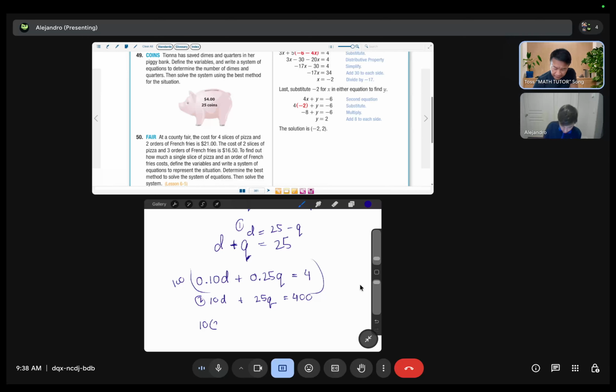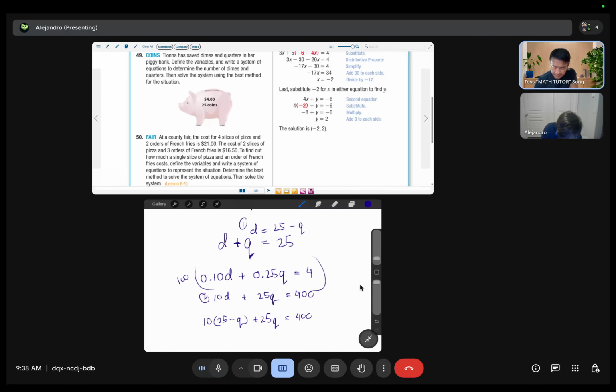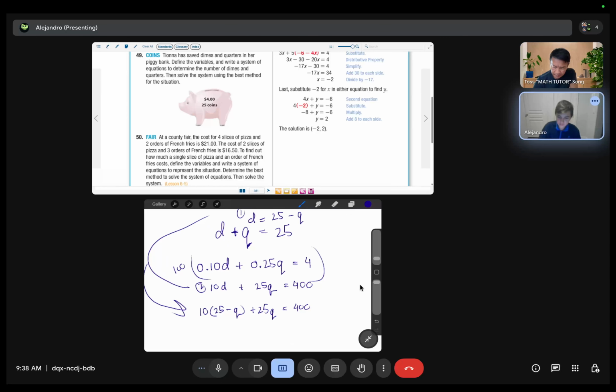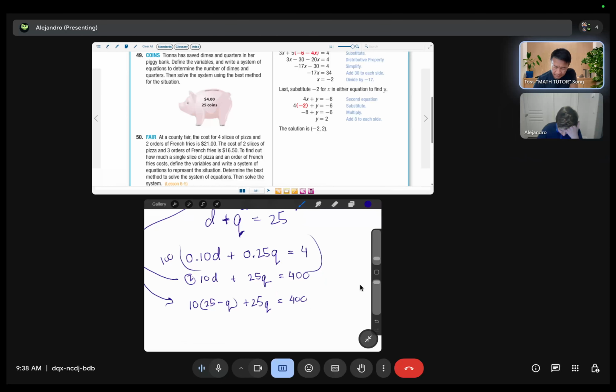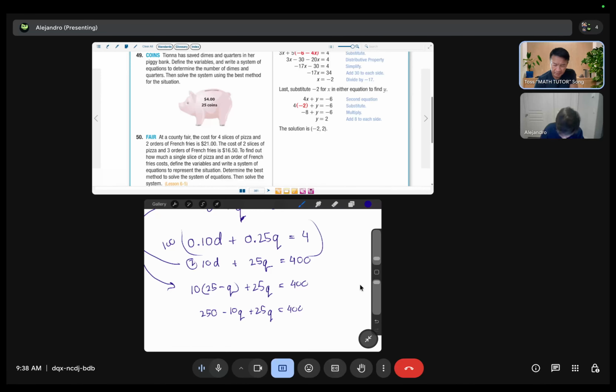So substitute D with 25 minus Q, plus 25Q equals 400. So all that together. If I distribute, it'll be 250 right here, minus 10Q plus 25Q equals 400. You see my point, right? About writing too much and all that. So 250 plus 15Q equals 400.